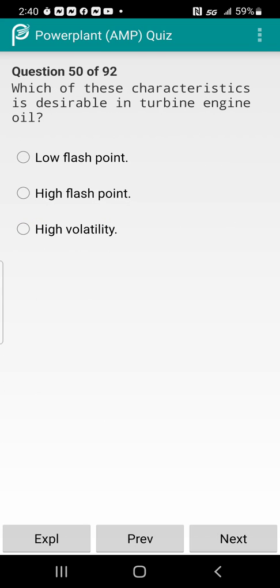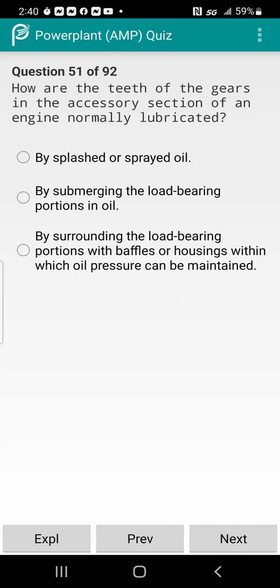Which of the following characteristics is desirable in turbine engine oil? High flash point. How are the teeth of the gears in the accessory section of the engine normally lubricated?